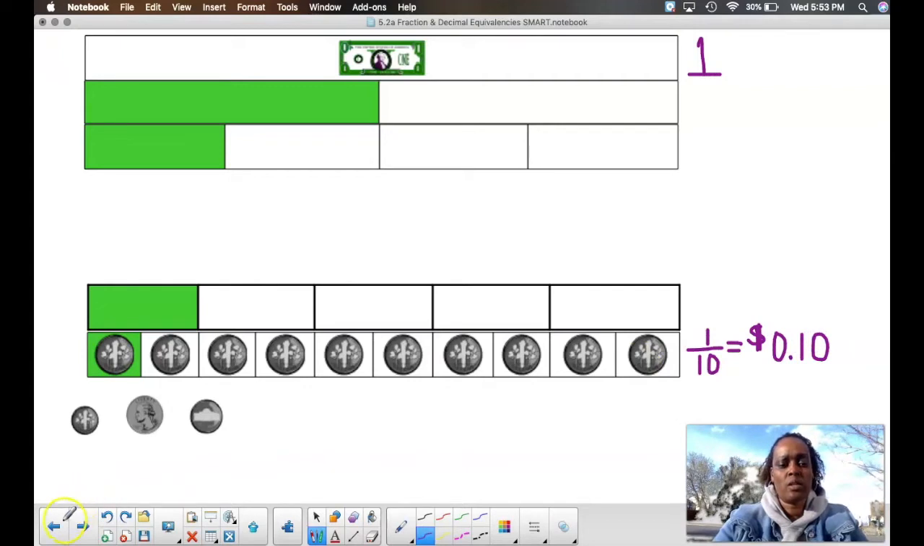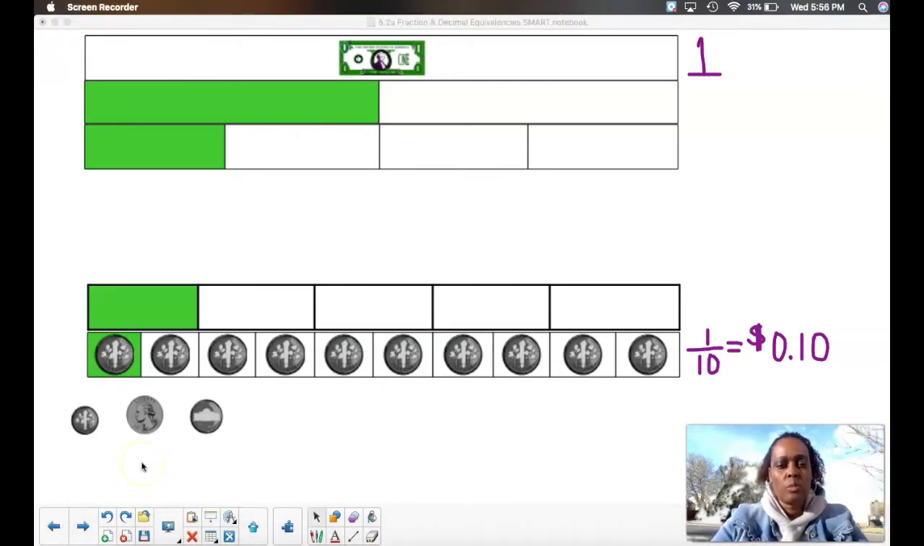Take a moment to take a look at that. And think about 2/10. How would we represent 2/10? If we had 2/10 as our fraction, how could we use our dimes to help us to determine what 2/10 would look like as a decimal? So 1/10 is equal to 1 dime or 10 cents. So 2/10 would be equal to 2 dimes or 20 cents, just to get you in the feel of how we're going to use this money.